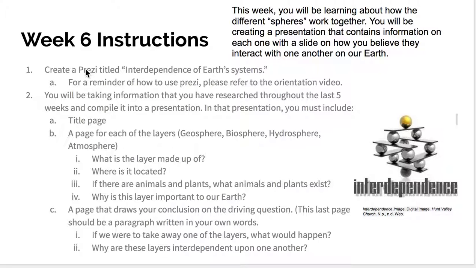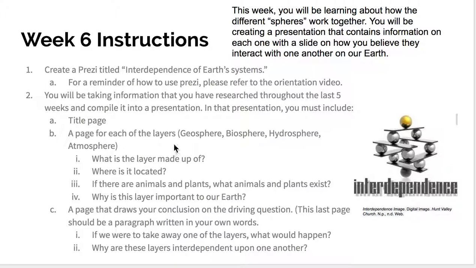If you don't know how to create a Prezi, you can either YouTube it, or there's also a link on the orientation page. But what you're going to be doing is creating this Prezi, and it's going to bounce around and tell us about these different areas and how they work together. In your Prezi, make sure you have a title page, and all of these I'm calling pages. They're actually going to be bubbles, as you see when you go into Prezi.